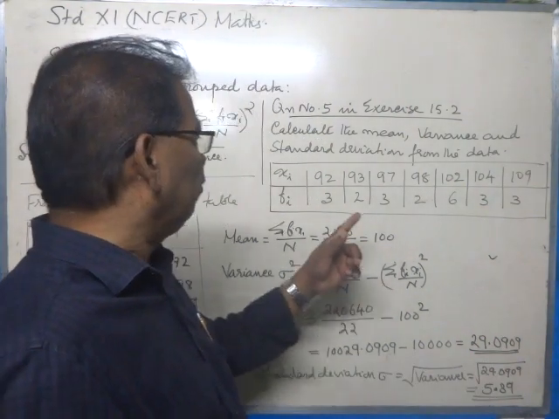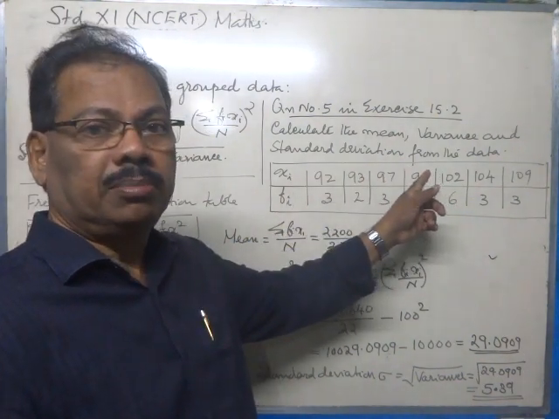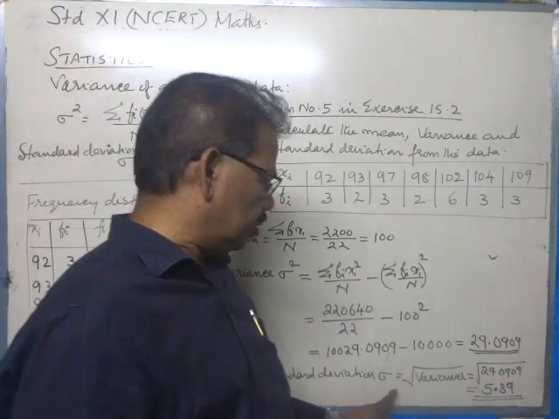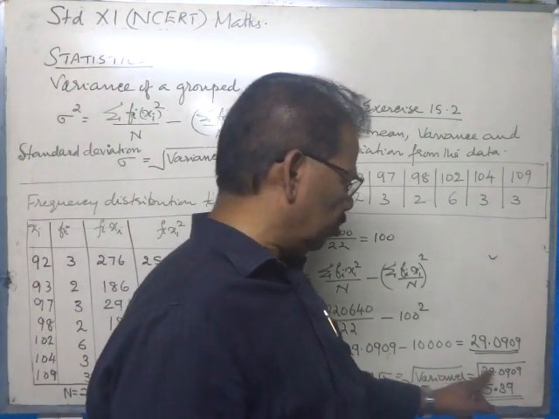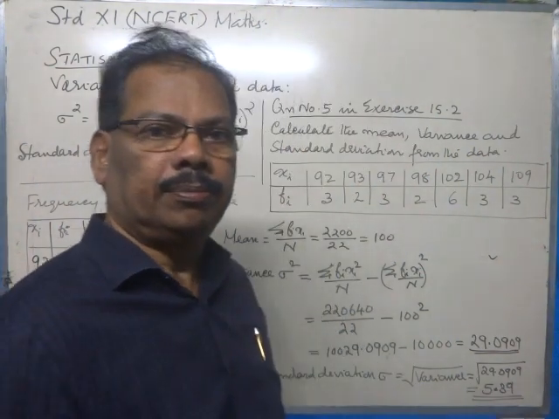Now in the question, it is asked to find out the standard deviation also. Standard deviation means square root of variance. Standard deviation sigma is equal to square root of 29.0909, that is 5.39.